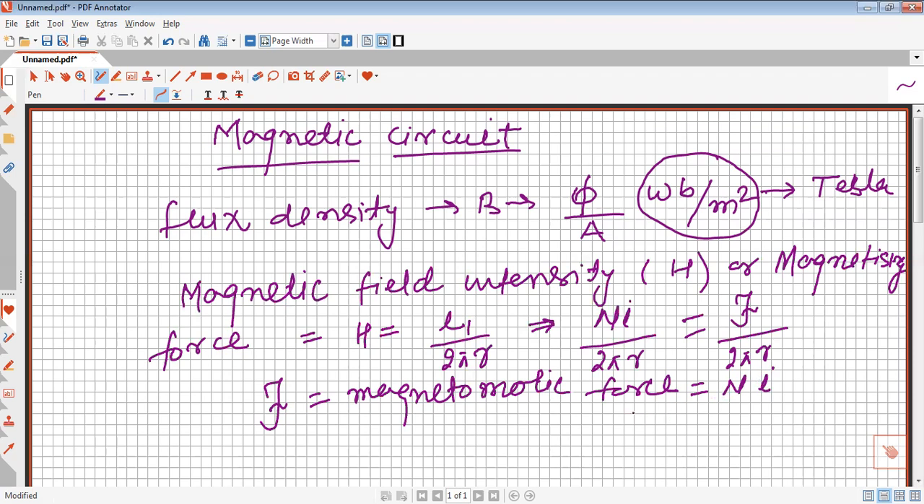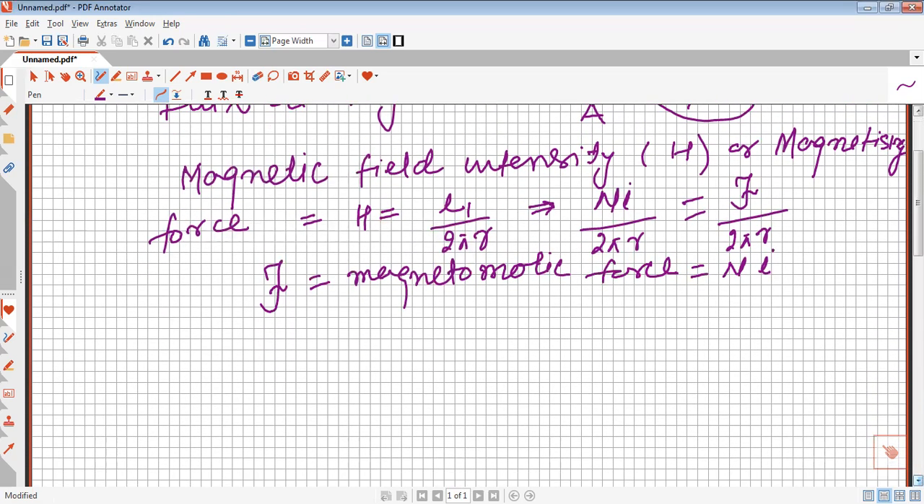This magnetomotive force is, in fact, the same as EMF, the electromotive force, which we have studied in DC circuits. This MMF is also responsible for the flow of flux in a magnetic circuit, which we will see later on.